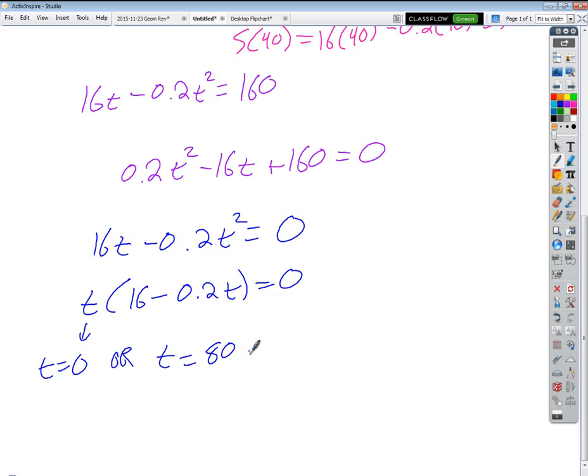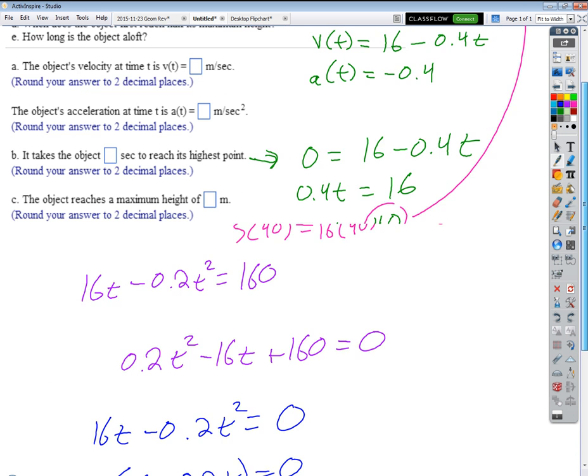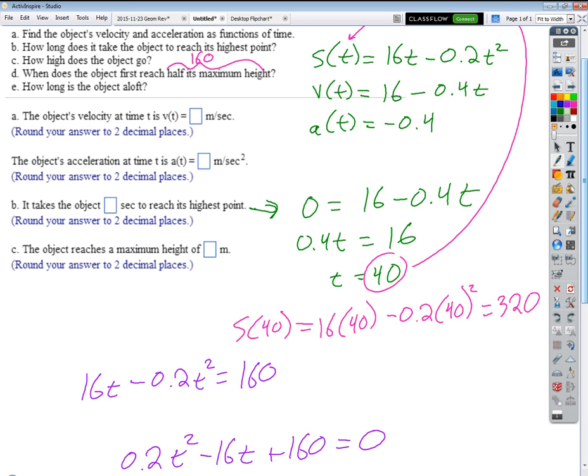Which one would we want? 80. Okay, was there an easier way to do it, Riley? Just double the 40. Yeah, good, because we already know how long it took to get to its highest point, right? 40 seconds. Now, what do we know about the symmetry of this? We know that the trip up has to be symmetrical to the trip down, doesn't it? Because the acceleration is constant.